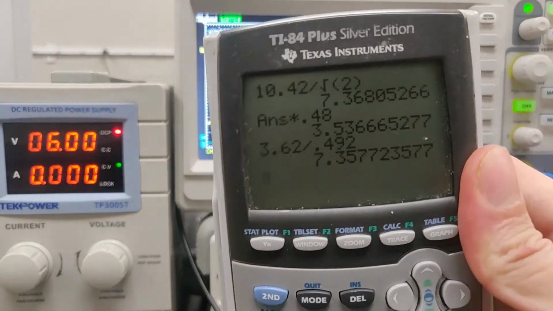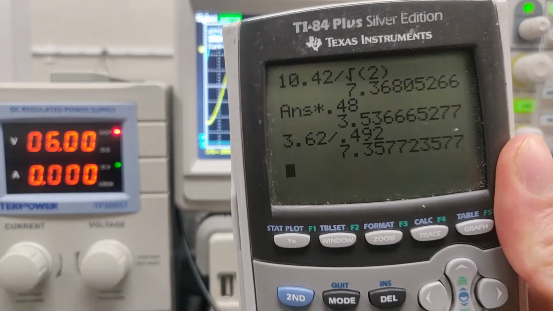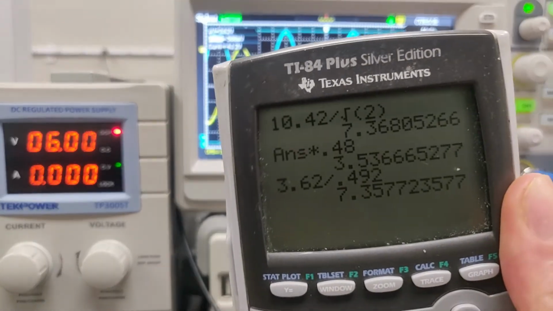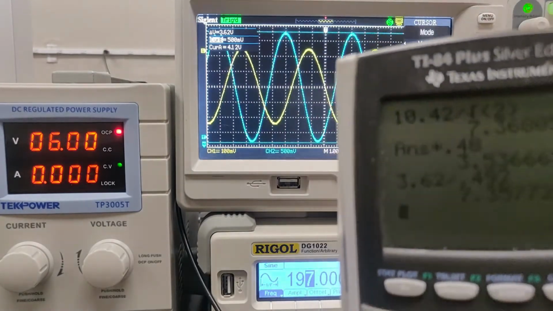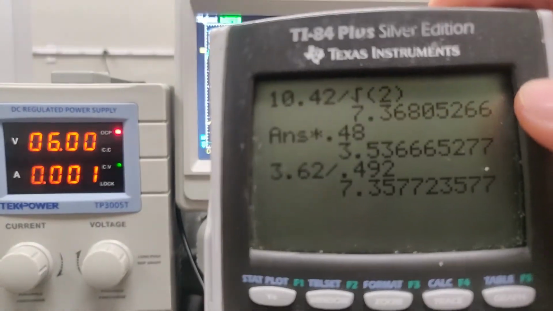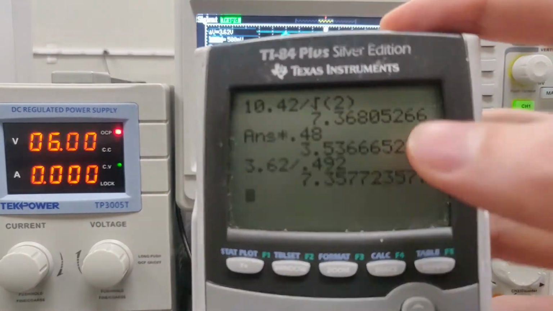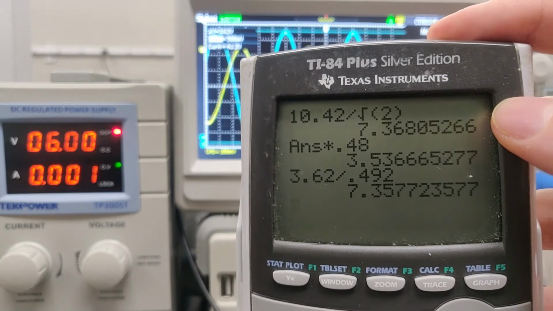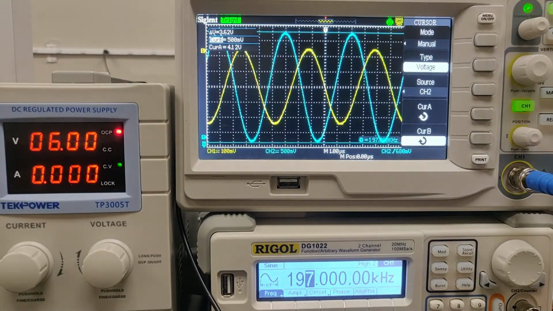So our ratio, our gain at this point is 7.36 if you round, and that's very close to what our gain should be at our cutoff frequency. Because again, the number we were looking for was the 7.368. So we'll go with that number for this part.